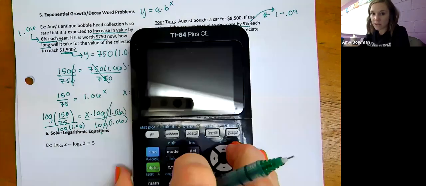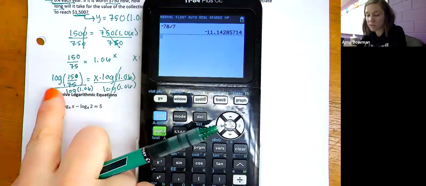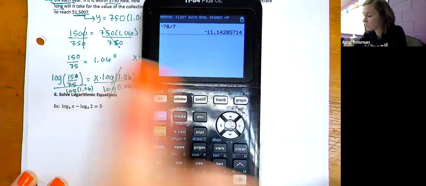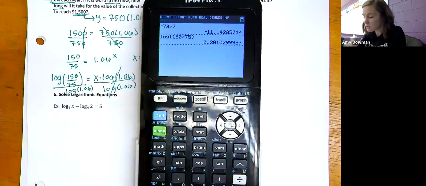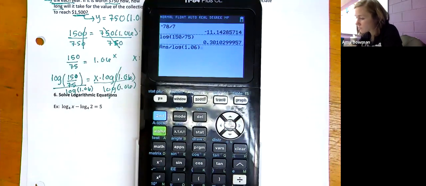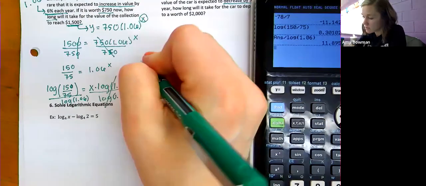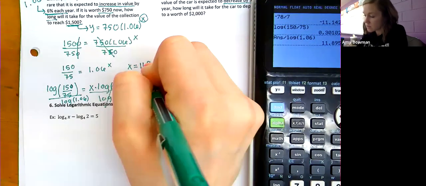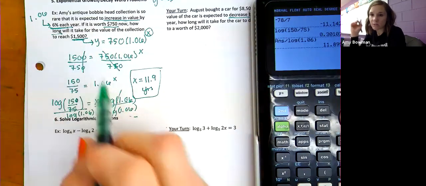Now in your calculator, it's fine. It looks like there's a lot going on here. It's not hard to type in. So first just type in the numerator, log of 150 over 75. And then you can hit enter or whatever, it doesn't matter, but use that exact value. Divide that by the log of 1.06. We get 11.89. So about 11.9 years. So almost 12 years. And then my bobblehead collection will double.